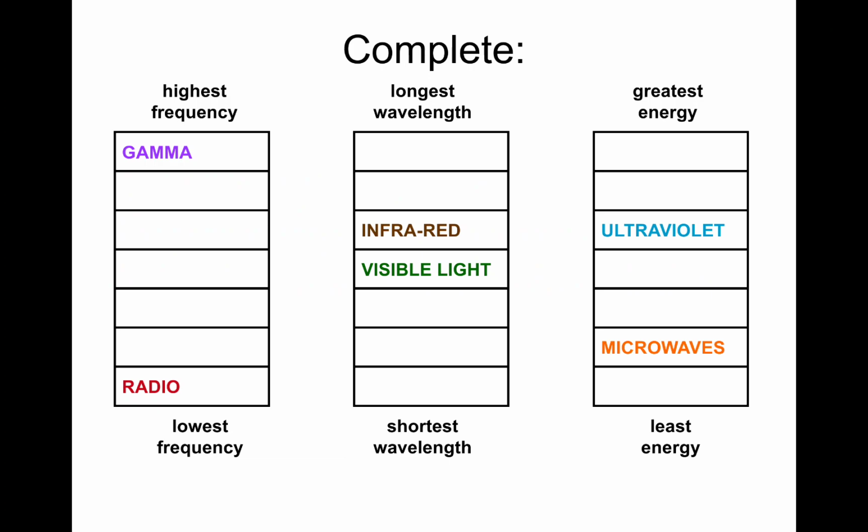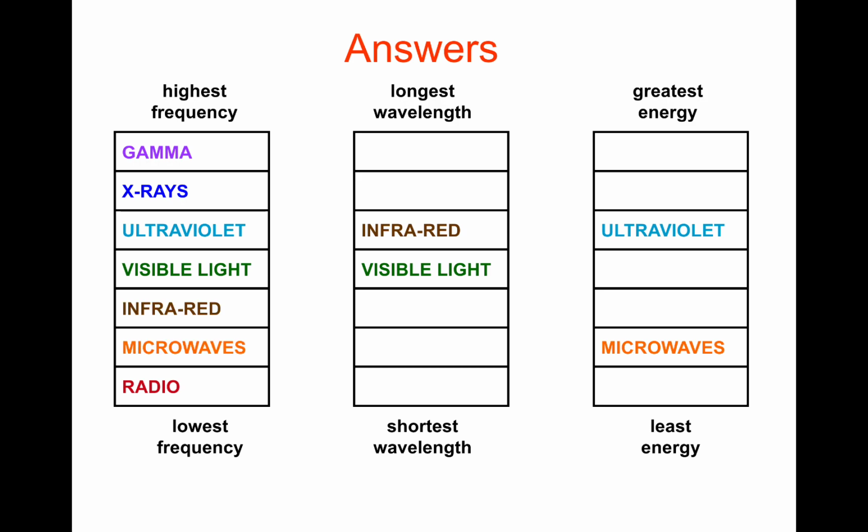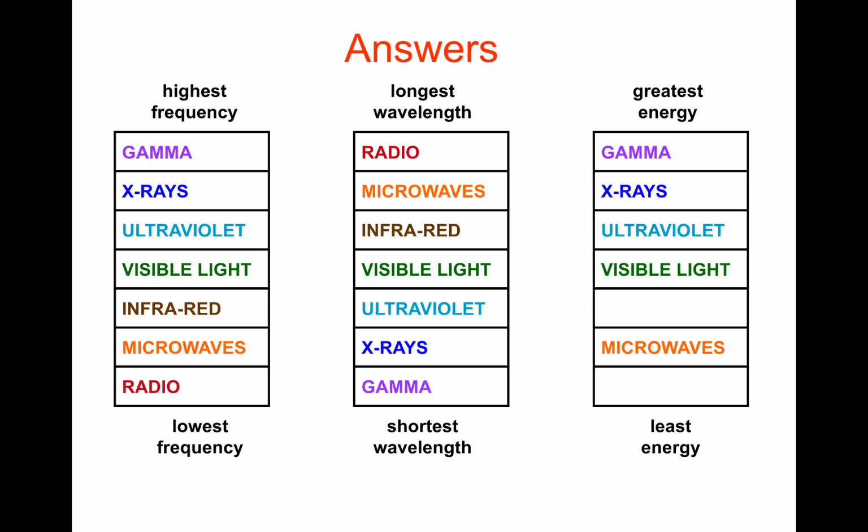Highest frequency, so that'll be gamma, and then X-rays, UV, visible light, infrared, microwaves, and radio. Radio's got the lowest frequency. Then we'll go the other way, so the longest wavelength will be radio waves, then microwaves, infrared, visible, UV, X-ray, gamma. And then the greatest energy, same as the first one: gamma, X-rays, UV, visible, infrared, microwaves, and lastly radio waves.